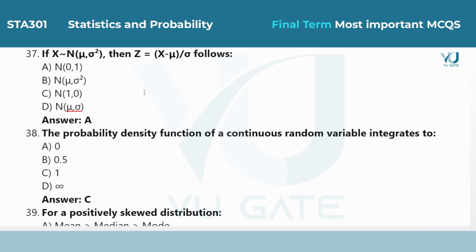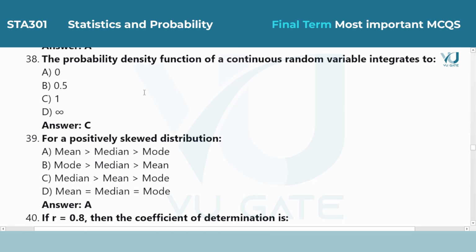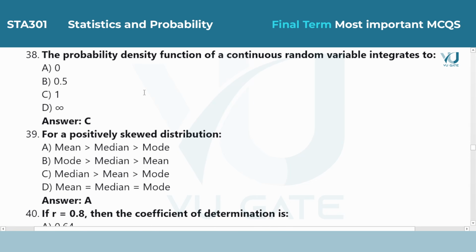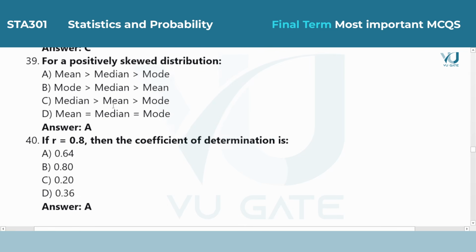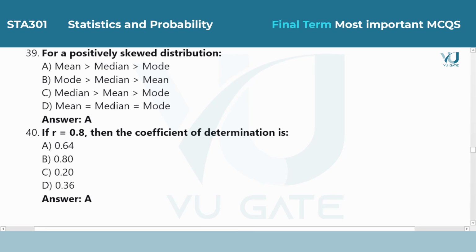Question. If X follows a normal distribution, then Z equals X minus mu divided by sigma follows. Answer. A, N(0,1). Explanation. This formula, called standardization, converts any normal distribution into a standard normal distribution with mean 0 and variance 1. Question. The probability density function of a continuous random variable integrates to. Answer. C, 1. Explanation. Integrating a probability density function over its entire range must equal 1, representing 100% probability.